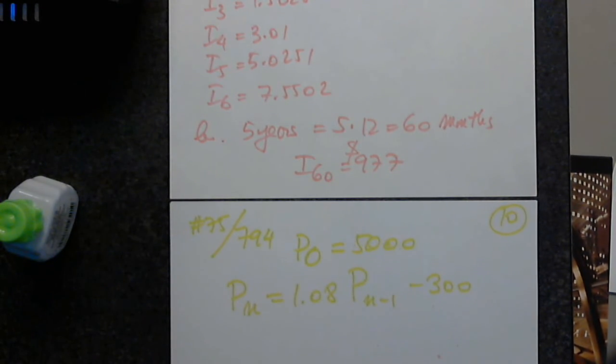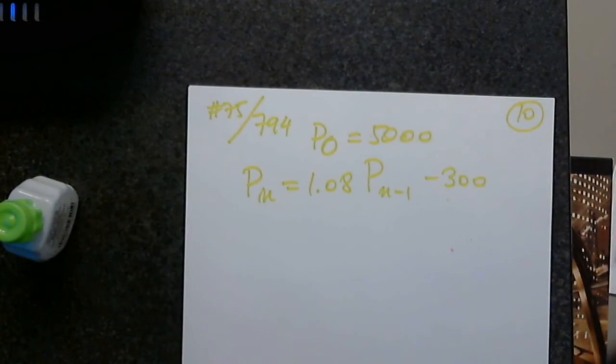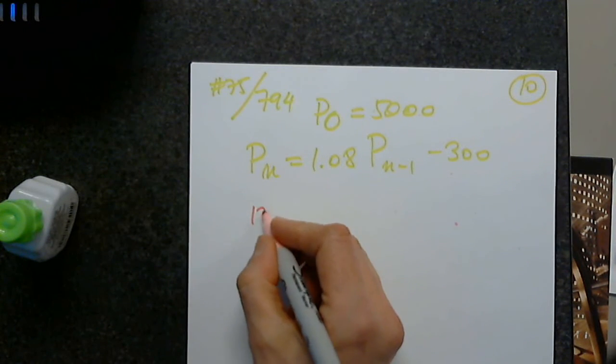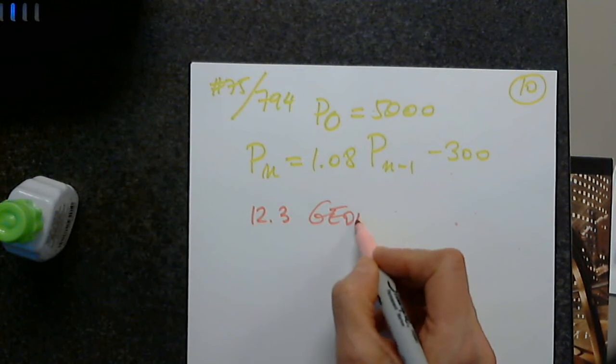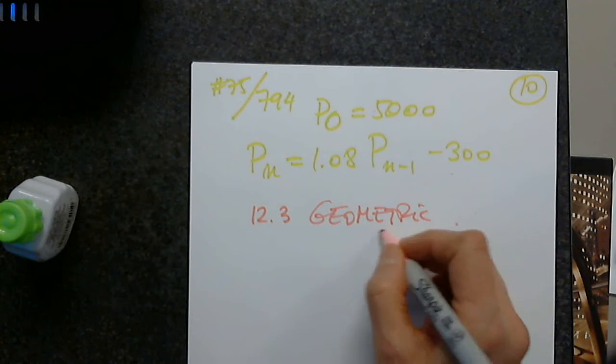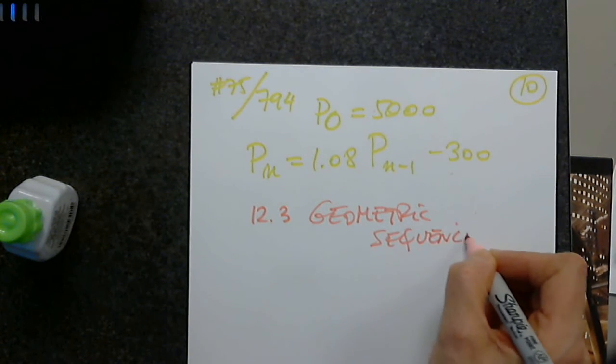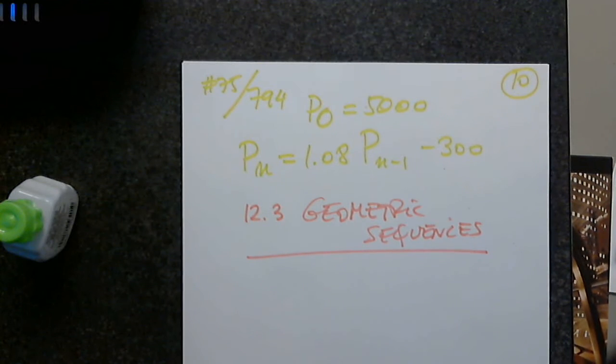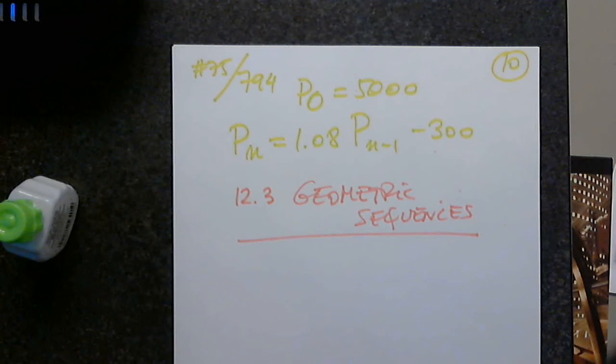Okay, good. Final thing that we have to look at, geometric sequences. This is the last section, 12.3. Geometric sequences. The geometric sequence is a very special type of sequence. The terms have a special property. The first one is a number, any number you want, basically. Anything you can think of.